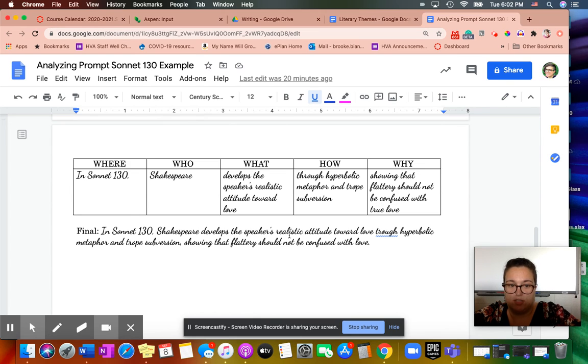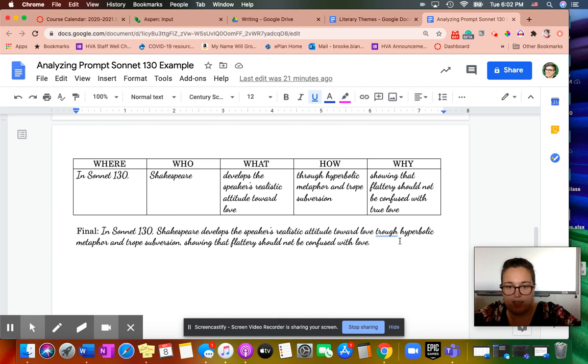So putting it all together, I put it in a format that makes sense as a whole sentence. You might have to work through that to make it make a sentence. But here's my final version. In Sonnet 130, Shakespeare develops the speaker's realistic attitude towards love through hyperbolic metaphor and trope subversion, showing that flattery should not be confused with love.